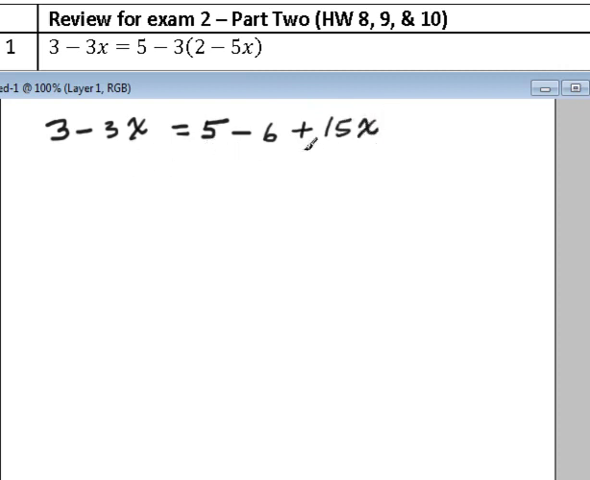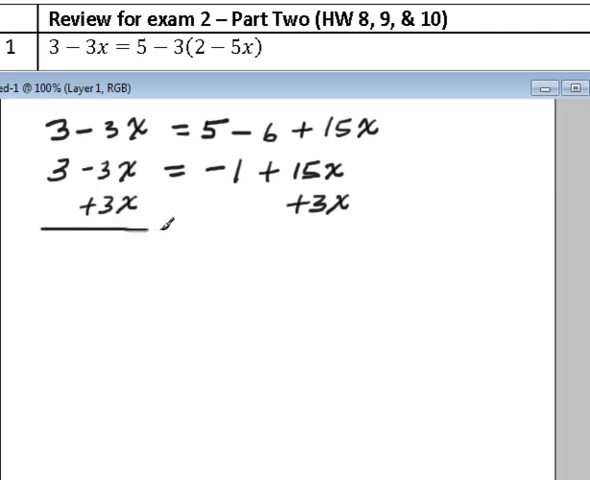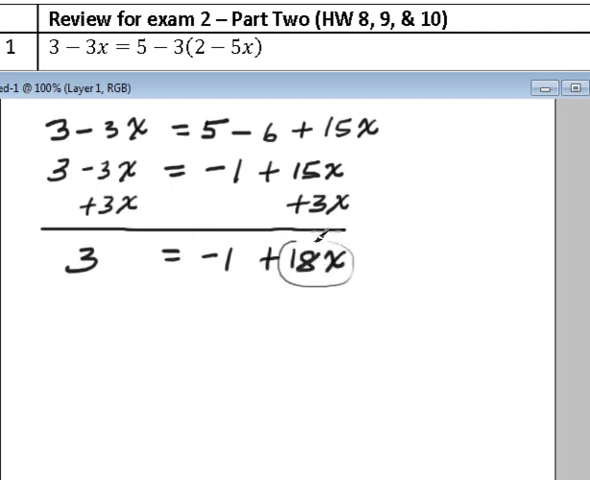Continue simplifying the right-hand side. We'll just subtract 5 minus x. Okay, so we have 3 minus 3x is equal to minus 1 plus 15x. And now we'll gather together the x terms, add 3x to both sides. Okay, and let's isolate the x term, add 1 to both sides.